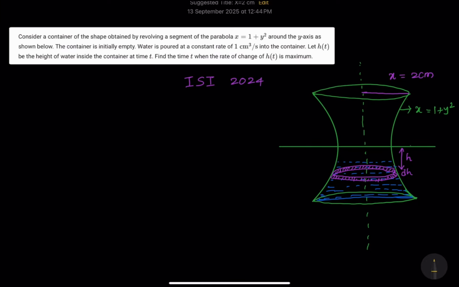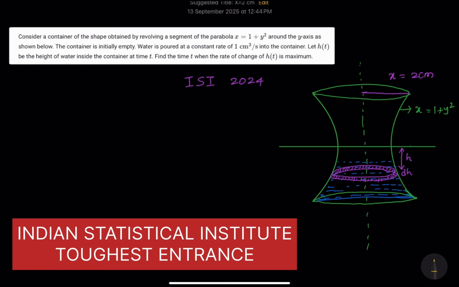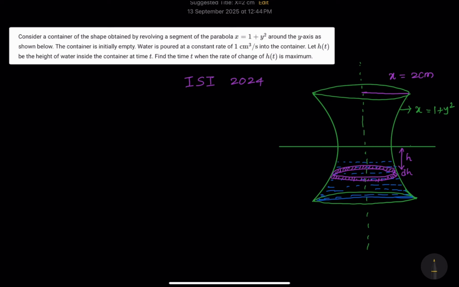Hey everyone, welcome back. Today we are looking at a really interesting problem from the ISI admission test, which if you don't know is one of the toughest entrance exams in India. So what is ISI? It stands for the Indian Statistical Institute. It is a world famous institute known for producing some of the sharpest minds in mathematics, statistics and computer science. And trust me, their entrance test is no joke.